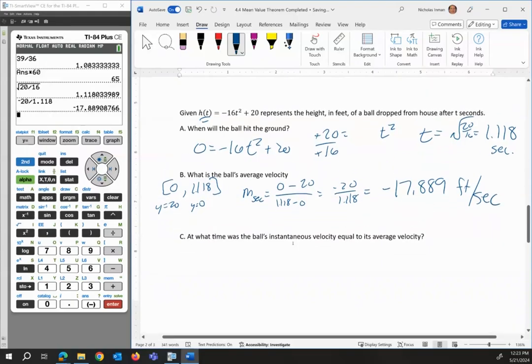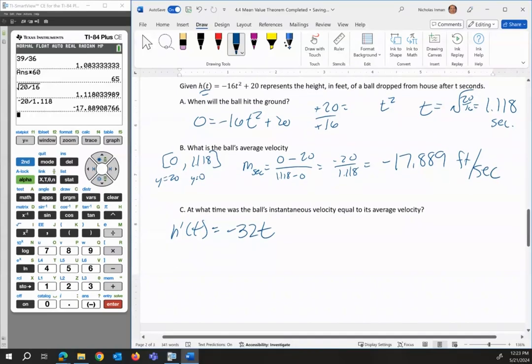So at what time was the ball's instantaneous velocity equal to its average velocity? Well, the instantaneous velocity is the derivative. Right? So 2 times negative 16, negative 32t, derivative of 20 is 0. We then set this equal to our average velocity. We would divide by 32.